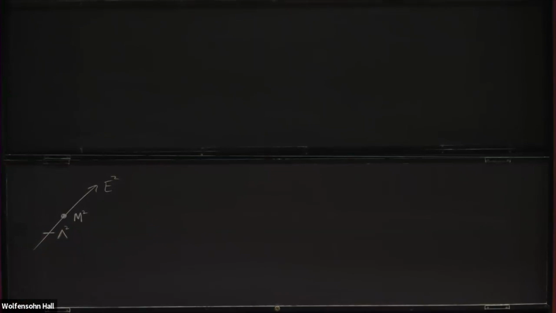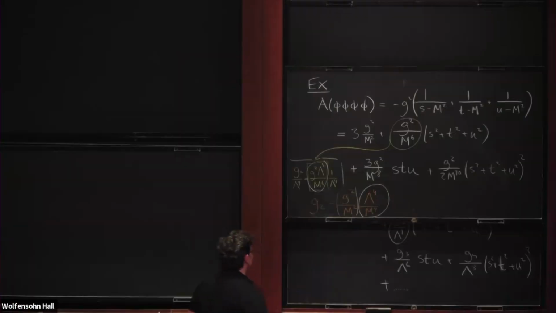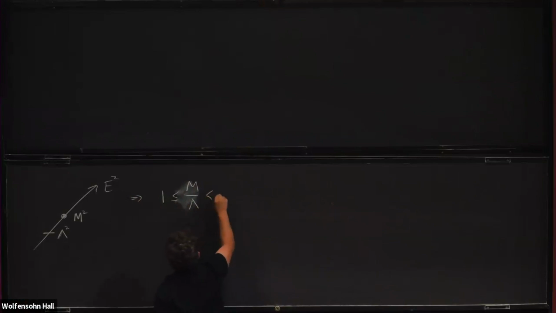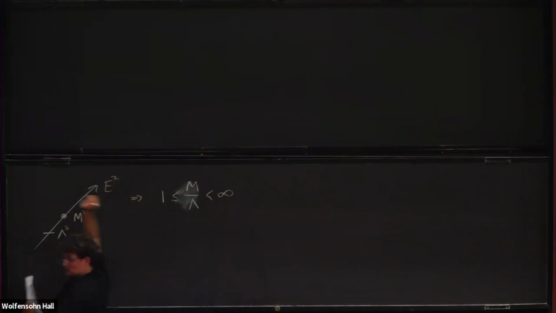Okay, so that means that this parameter that sits here, lambda over m, in this case to the fourth, is some number that lies between 1 and infinity. So we see that m over lambda should be something that at best could be 1, but in principle, m could sit arbitrarily high up compared to the scale below which my EFT is valid. So the EFT description is down here below the lambda squared.